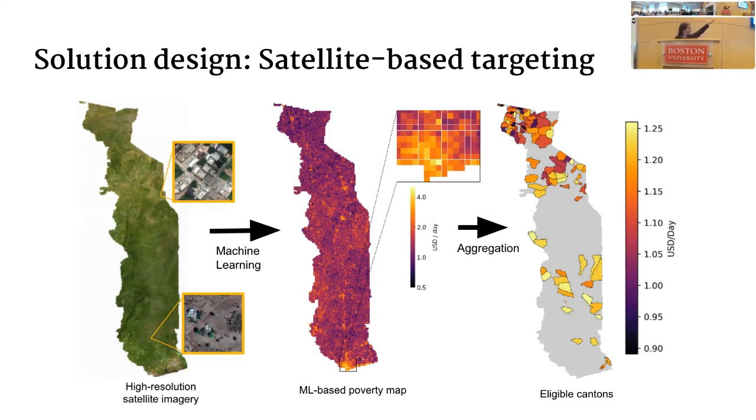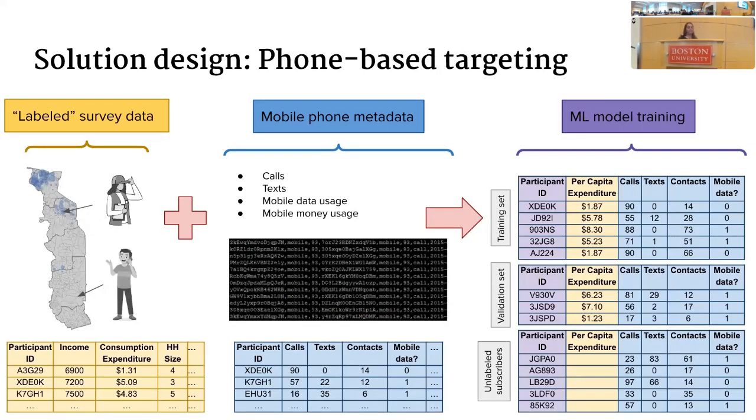We used some deep learning regression methods, turned those into predictions of poverty at the satellite tile level, and then we aggregated those together to get an estimate of poverty at the canton level in Togo. You can think of those as like counties in the US, roughly, in Togo's case.